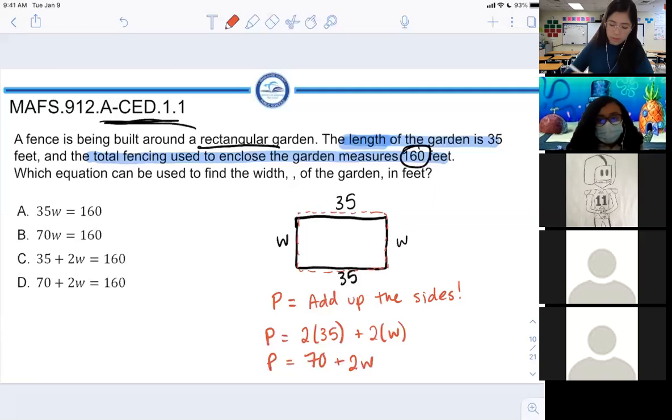So which answer choice is it going to be? D? Good. D. Questions on this one? Yeah, C would have messed you up if you forgot to multiply 35 by 2.